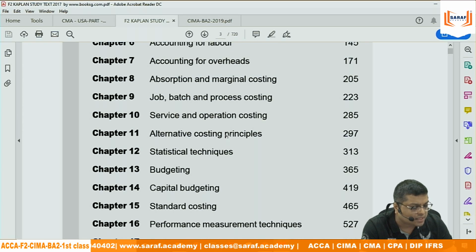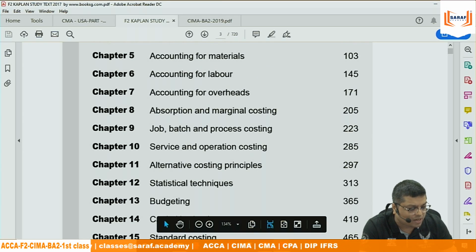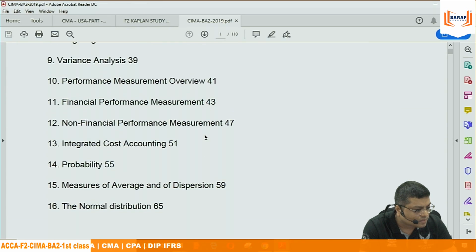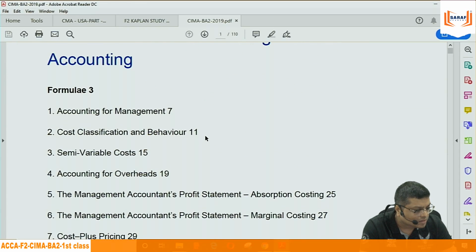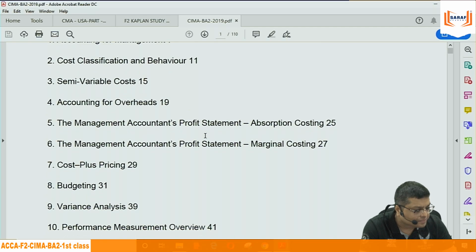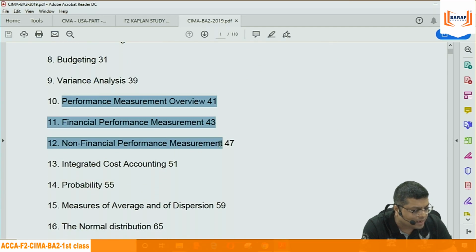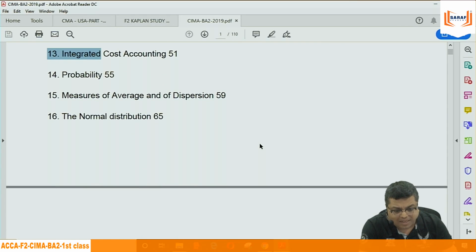Similarly, in CIMA, some things are extra in statistical technique which are not there in ACCA. And then I can say job, batch and process, service sector, operating costing are all there in CIMA. I don't exactly remember, but most probably they are included here. They are there in both syllabi, but not exactly the same.